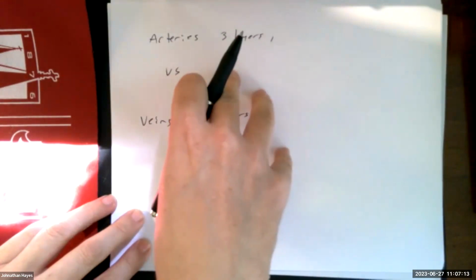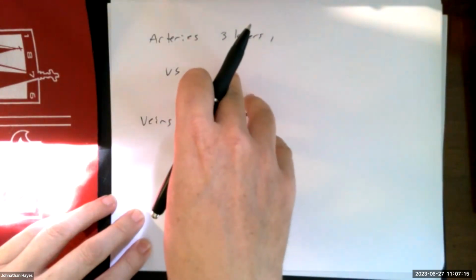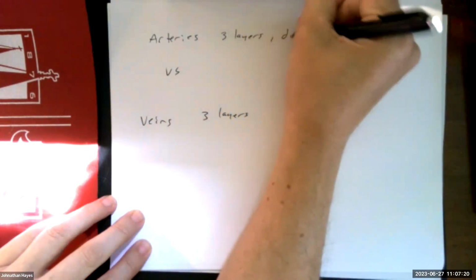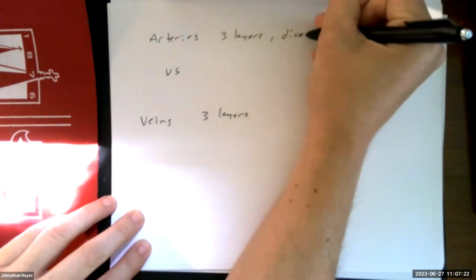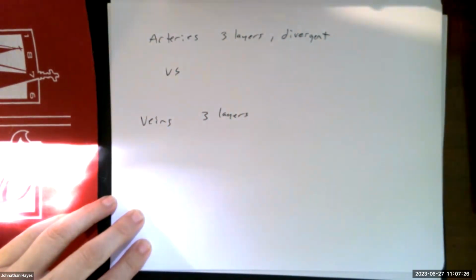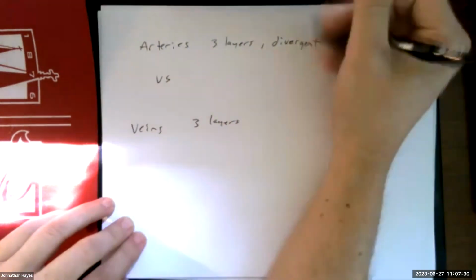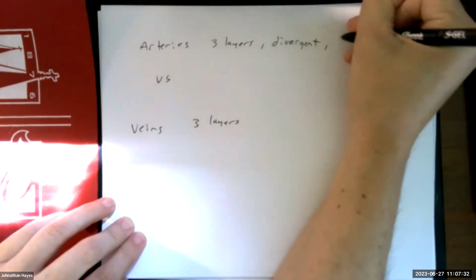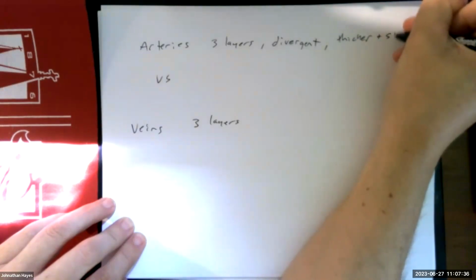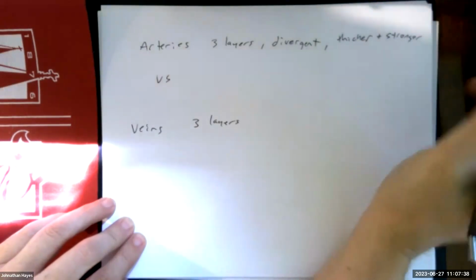When you take arteries, they tend to start very few and they become much more numerous. So we call that something. We call that divergence, or we'll say that they're divergent. Okay? And that actually helps maintain pressure. With that being said, they are thicker, stronger. That also helps maintain pressure.